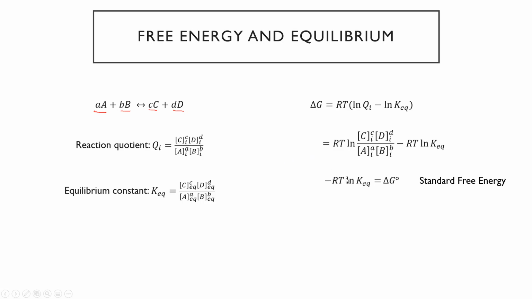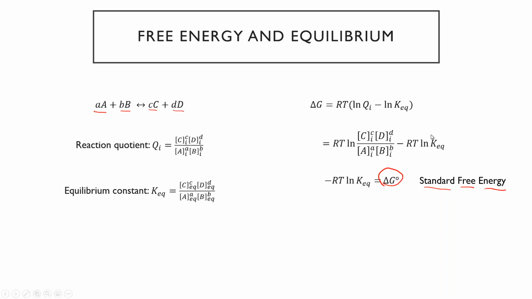And then it turns out that this term, negative RT times the natural logarithm of the equilibrium constant, we can replace with this label here, delta G naught. That is usually called the standard free energy. Another way of describing the standard free energy is what the change in free energy would be if you started with a reaction where all of the products and the reactants were at 1 molar. So if we go back up to this equation and plug 1 into all of those values, the natural logarithm of 1 is 0.